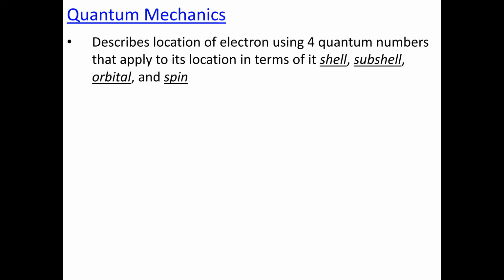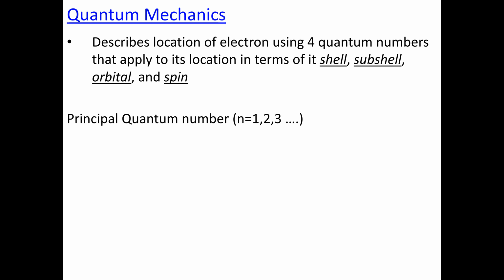So what quantum mechanics does is describe the location of electrons using 4 quantum numbers that apply to its location in terms of its shell, subshell, orbital, and spin. It's kind of like someone being able to locate you based on the street number, the street, the room, and which bed you're sleeping in. I mean, if you want to go that route with it. So it's basically just giving you a GPS location for any electron for an element. And obviously each electron has a unique location, more or less.